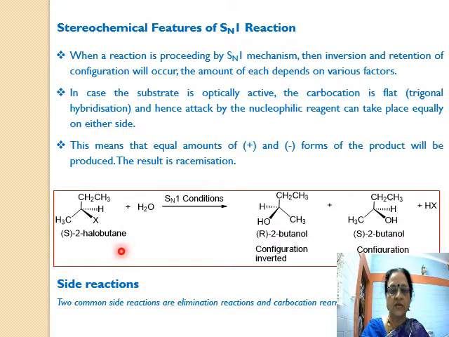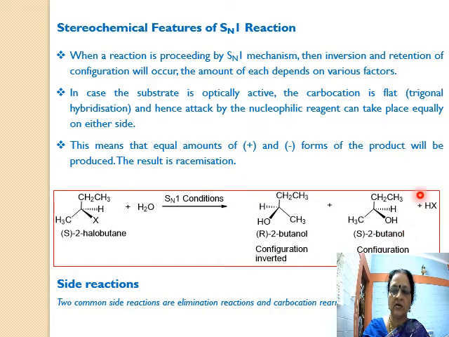Now here you can see that it is S-2-halobutane, right? S-2-halobutane. What do you mean by this? Yes, it is the absolute configuration of this particular molecule, regarding which we will be discussing in stereochemistry in final year. So for the time being, remember this is an S configuration. The 2-halobutane, when reacted with water under SN1 conditions, you will get two types of products.